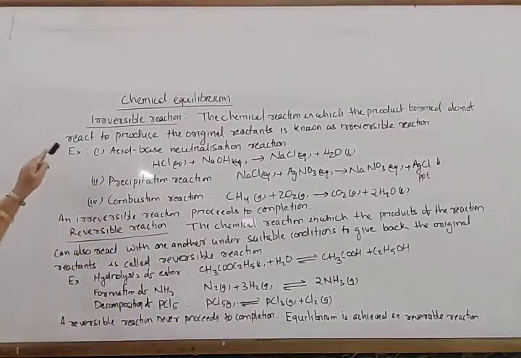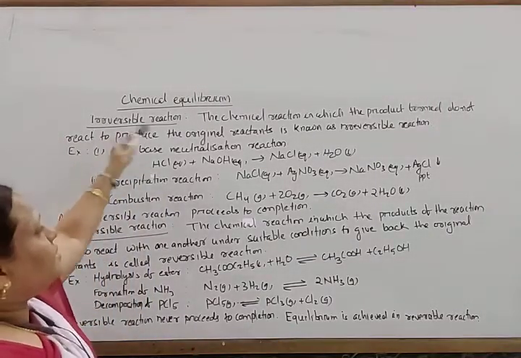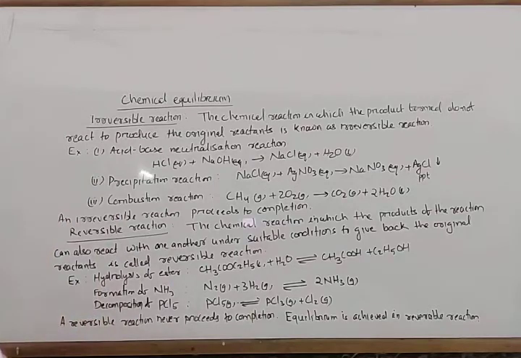So note down these: chemical irreversible reaction and reversible reaction. The chemical reaction in which the products formed do not react to produce the original reactants is known as an irreversible reaction. That is acid-base neutralization reaction, precipitation reaction, combustion reaction. Some displacement reactions are also there. So these are some examples of irreversible reaction.